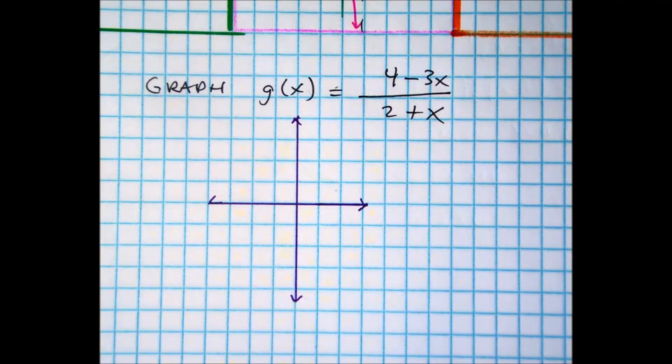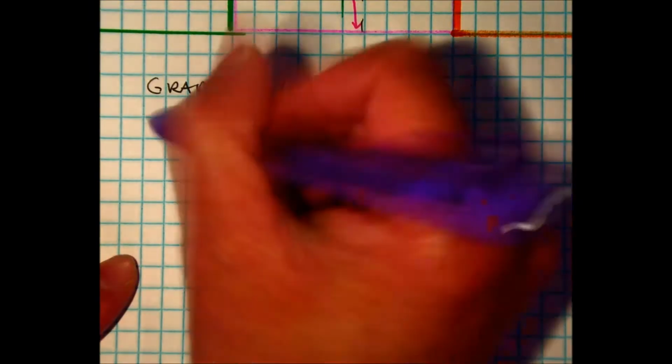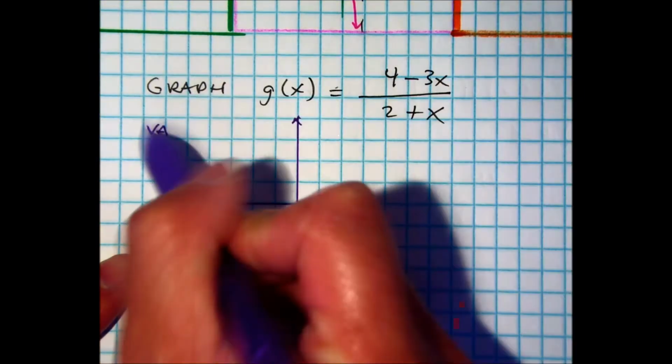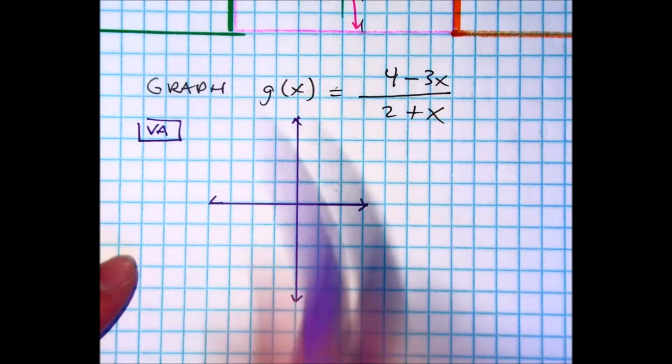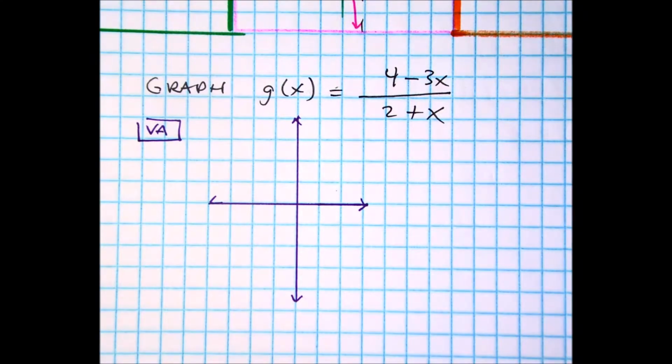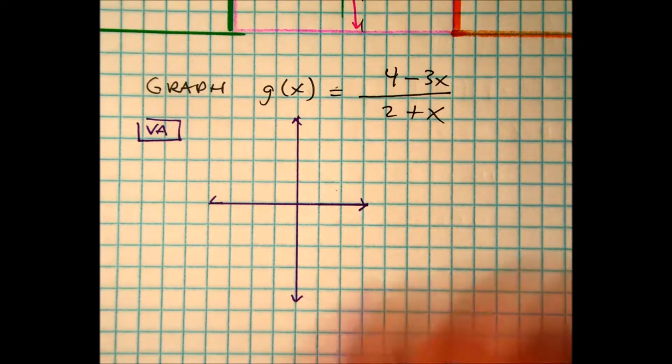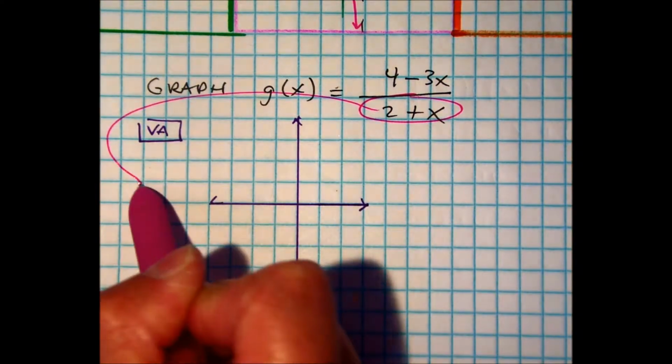I'm asked to graph g of x equals 4 minus 3x over 2 plus x. The first thing I'm going to do is figure out if there's any vertical asymptotes. In order to do that, all I have to do is take the denominator and do what with it?